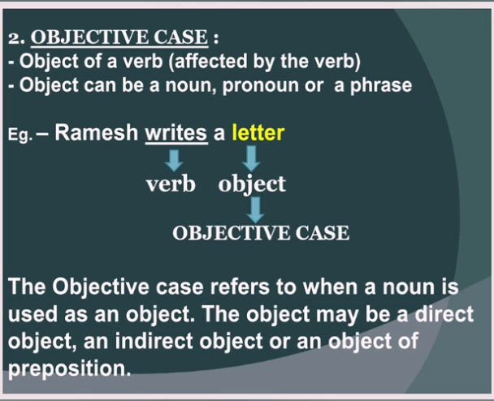Then comes the objective case. Now objective case noun is the object of the verb. It basically comes after the verb. Let us take the same example that we took in the previous one. Ramesh writes a letter. Ramesh was the subject, so letter is the object of the sentence. Now writes is the verb and letter is appearing after the verb. So the letter is the object and it becomes the objective case noun.